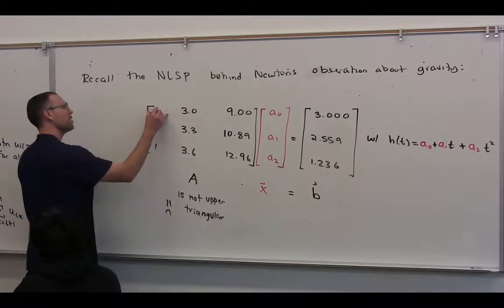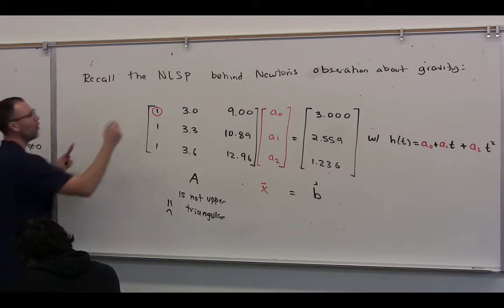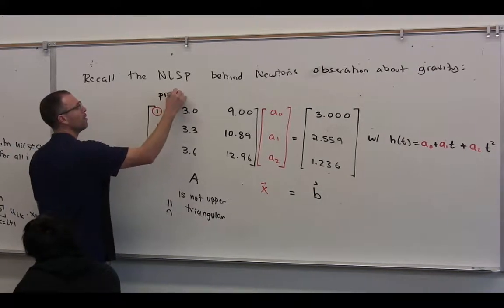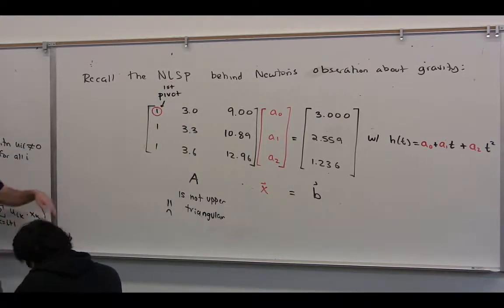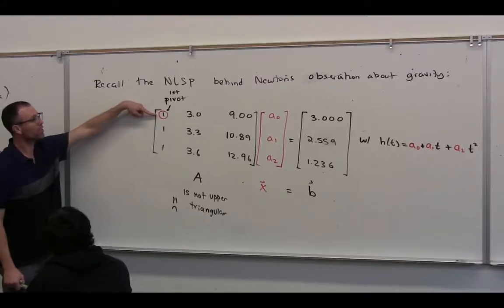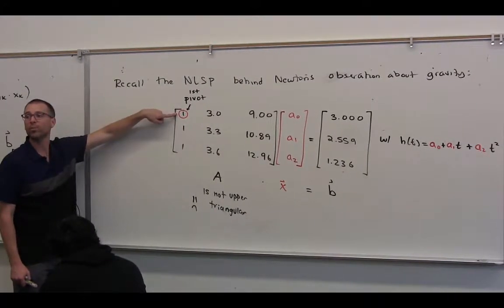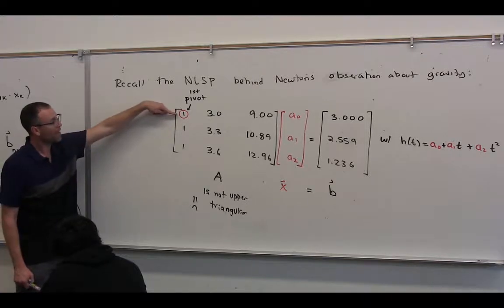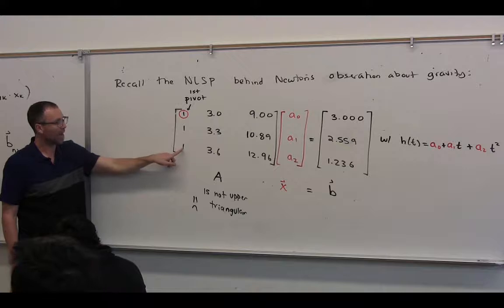What do you see about this? Is it 0 or non-zero? Non-zero. We're going to call this the first pivot. And then I'm going to ask you this question. Do you think you could use matrix multiplication to multiply a scalar times this row, add it to this row, and get a 0 out?